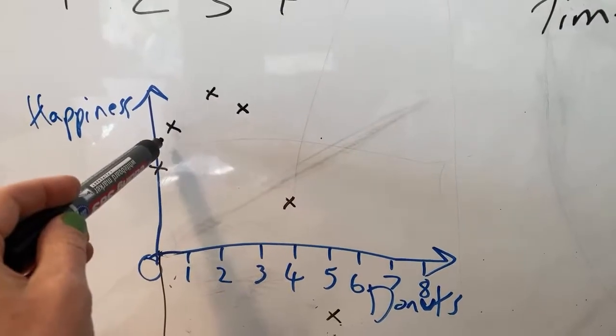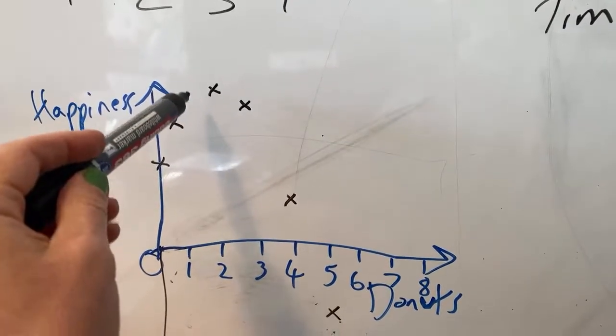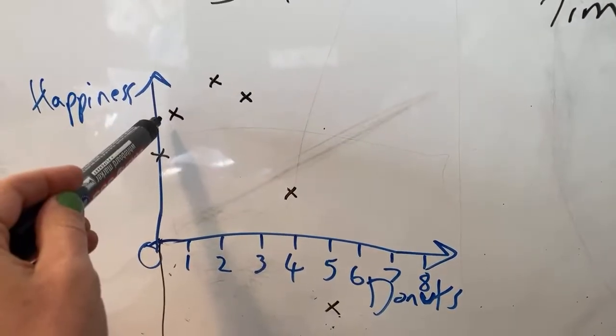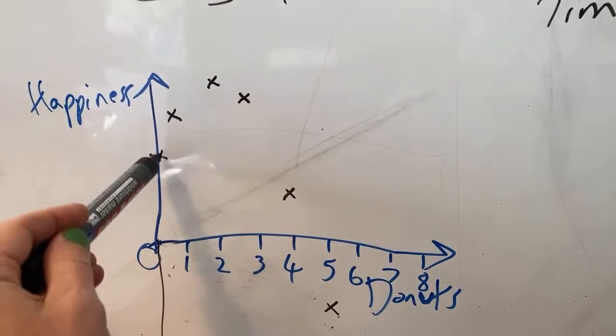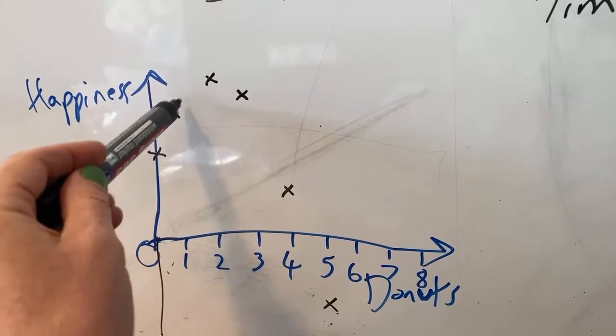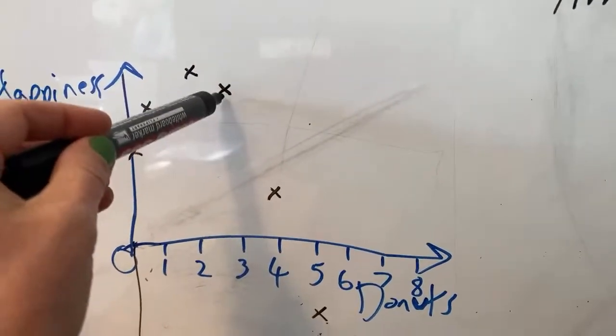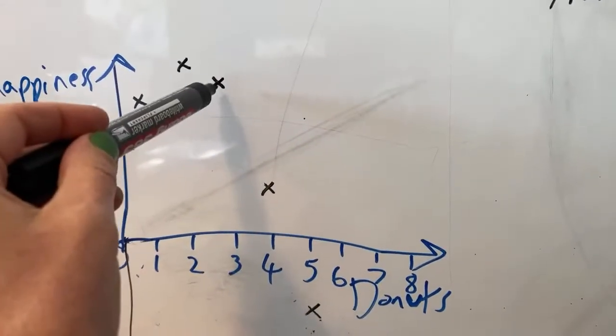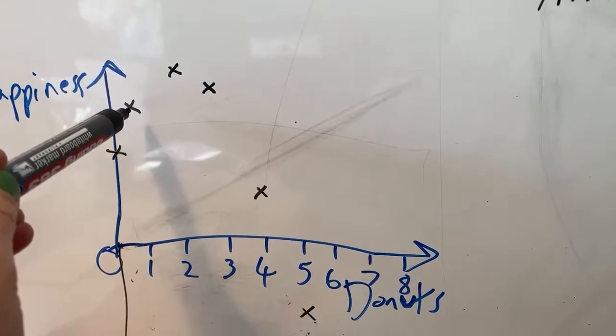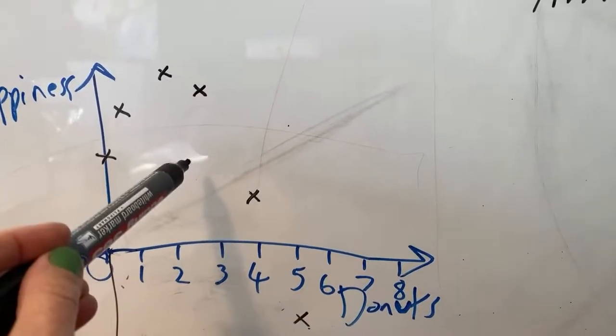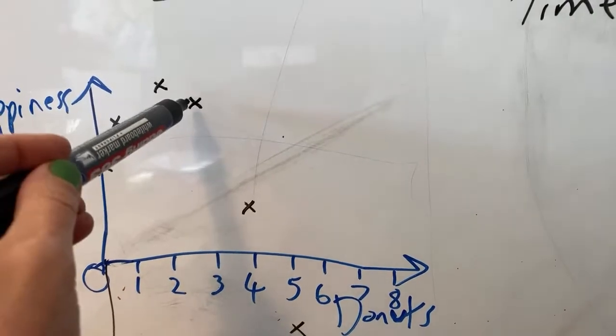So after 1 donut, I'm feeling much happier. After 2 donuts, I can't lie, I'm happier still. But the jump between 0 and 1 is bigger than the jump between 1 and 2. After 2, I'm still happier. After 3, regret is setting in. After 3 donuts, I'm still happier than when I just had 1 donut. I'm certainly happier than after I'd had 0 donuts, but it's starting to regret things.